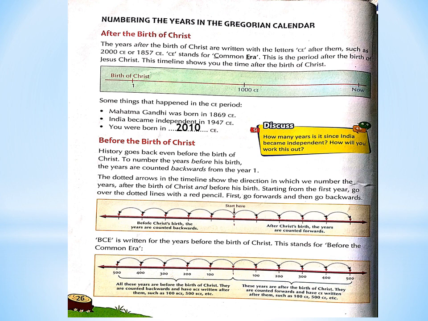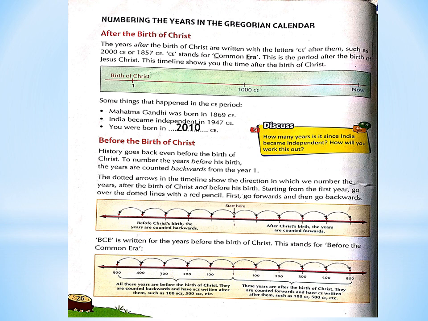Next is before the birth of Christ. Now we will go back to the before part or the before period of the birth of Christ. History goes back even before the birth of Christ. To number the years before his birth, the years are counted backwards. In the Common Era, it is counted forwards. In the before period of birth of Christ, it is counted backwards from the year 1.